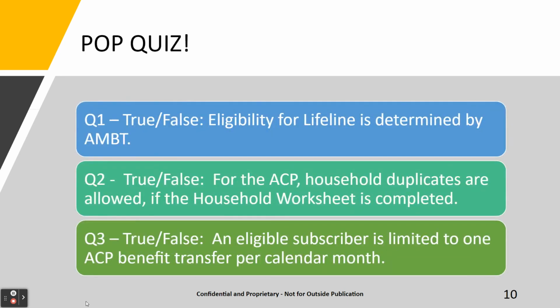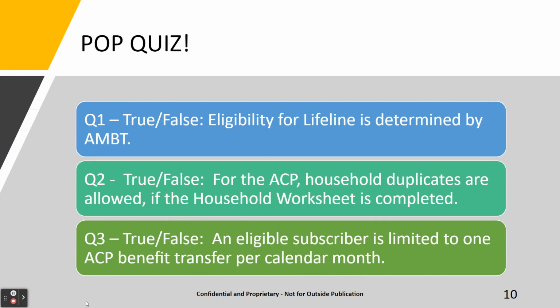Now, pop quiz time. Take a look. Questions 1, 2, and 3. Question 1. The answer is false. Eligibility for Lifeline is determined by the TPA in California and by USAC's National Verifier in all other states in which AMBT is a Lifeline service provider.